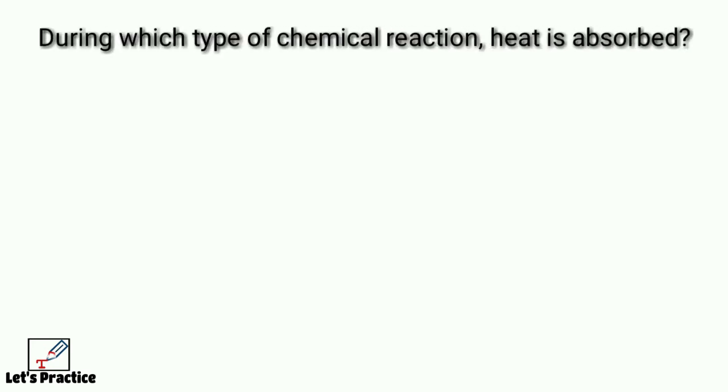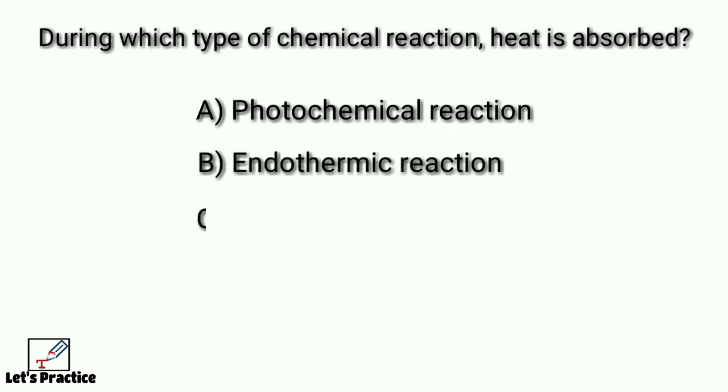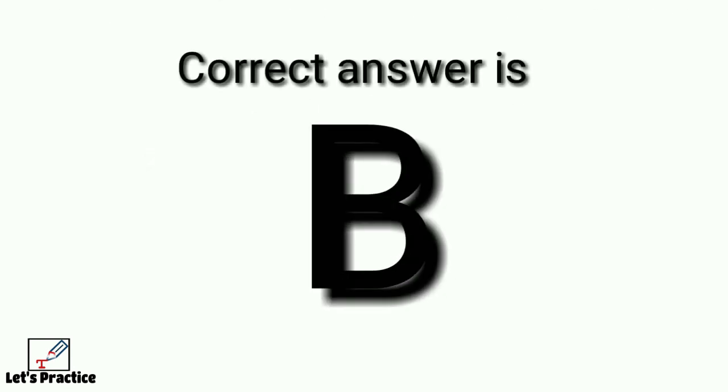During which type of chemical reaction is heat absorbed? Option A. Photochemical reaction. Option B. Endothermic reaction. Option C. Exothermic reaction. Option D. Electrolytic reaction. Correct answer is option B.